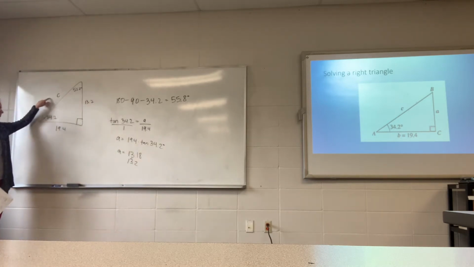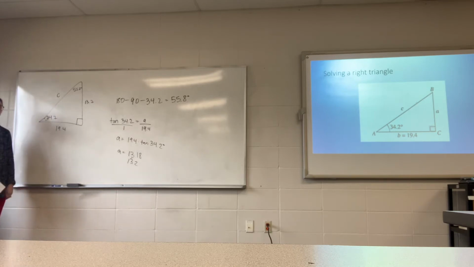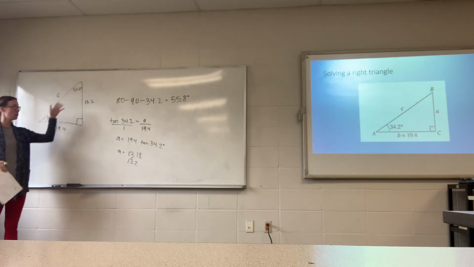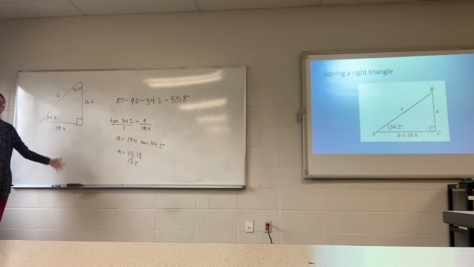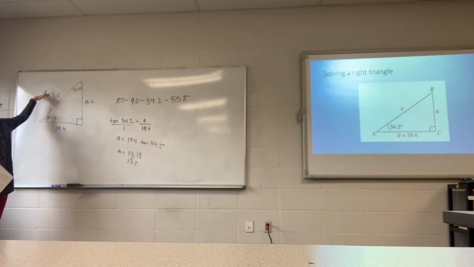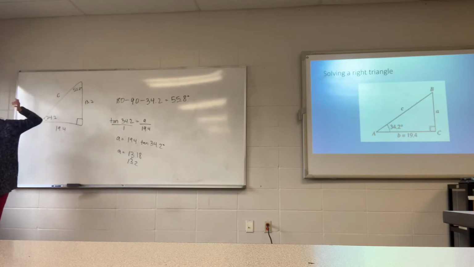Carter, how do you think I can figure out my last side? We could do the Pythagorean theorem. Or, since these are decimals and not super nice numbers, could we also just use sine or cosine and figure out my hypotenuse? Aren't there multiple ways I could do this?